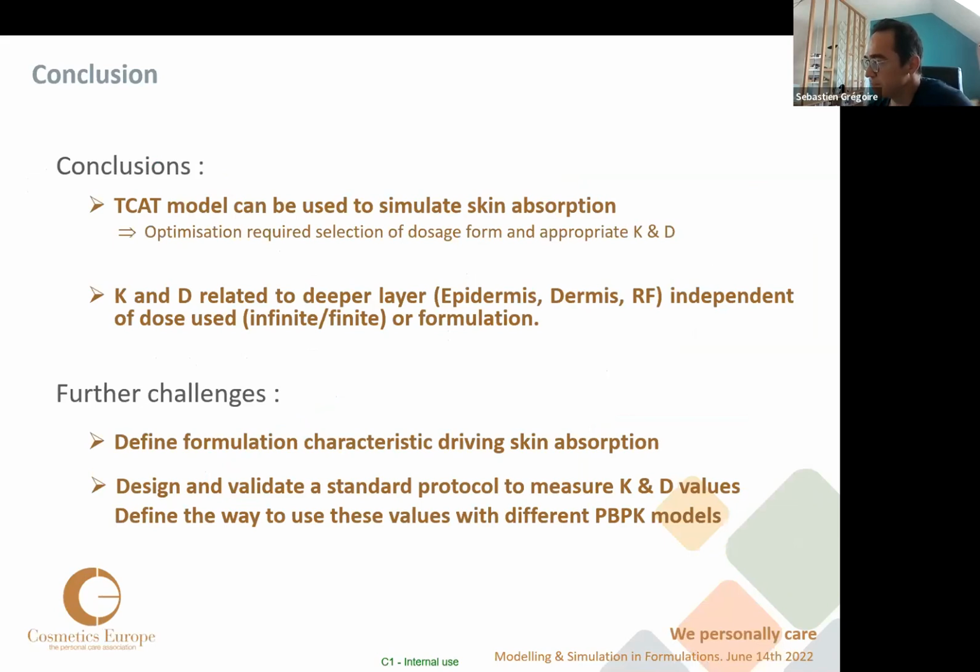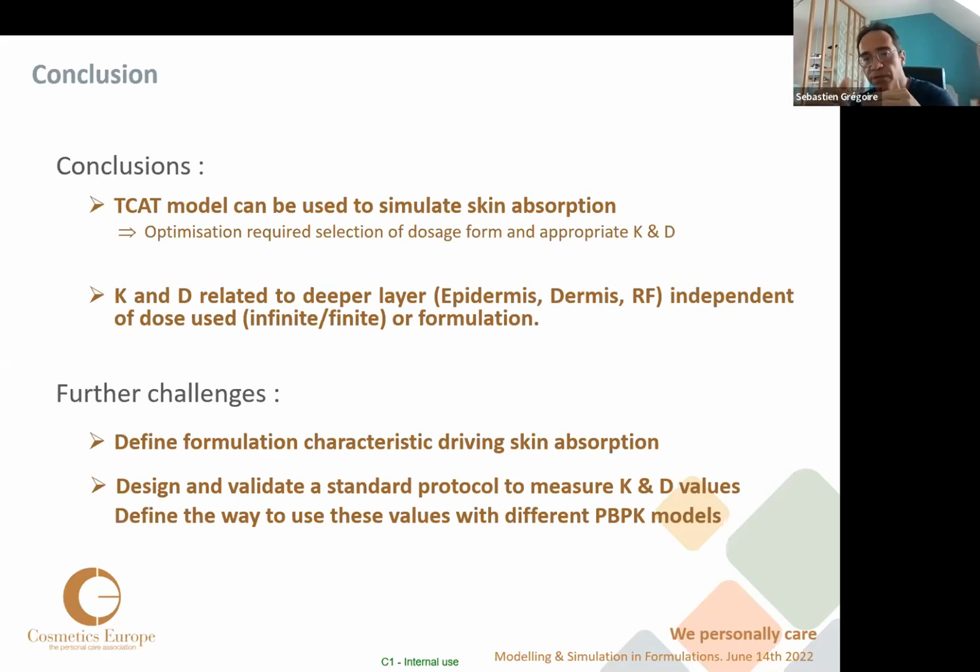So we can use the TCAT model to simulate skin absorption. One of the things is that for the formula, we have to consider two parts in terms of optimization. First of all, we need to select the most appropriate dosage form. And the second thing, we need to select the most appropriate partition and diffusion coefficient. We assume that the formula affects the partition and diffusion coefficient of the stratum corneum, as it's directly in contact with the formula.